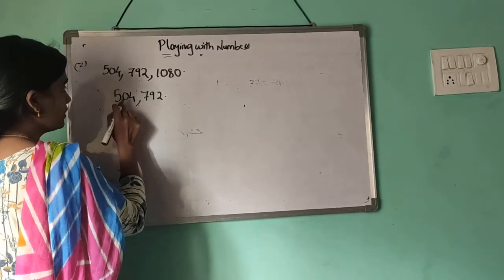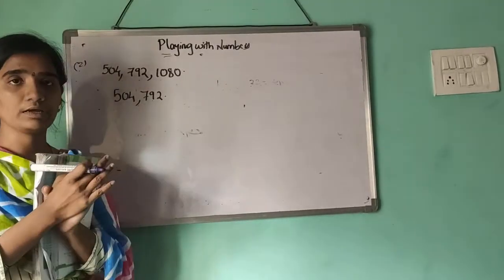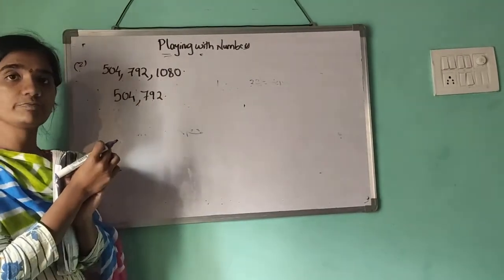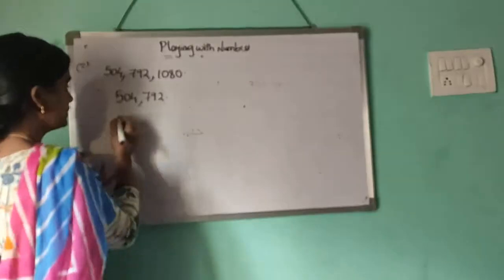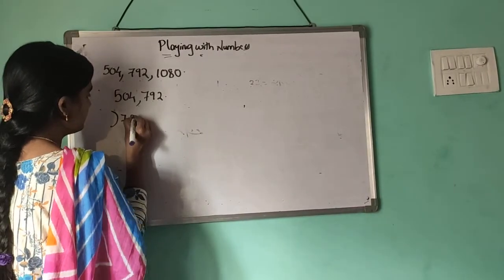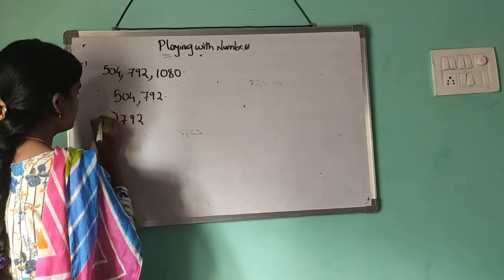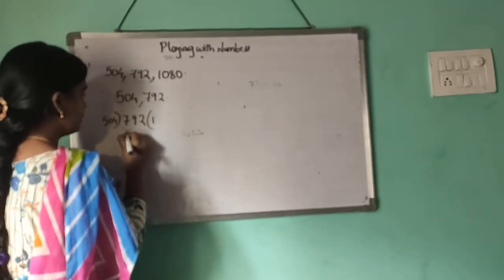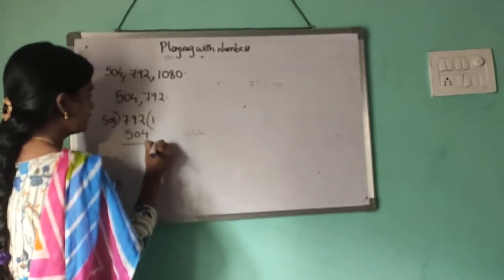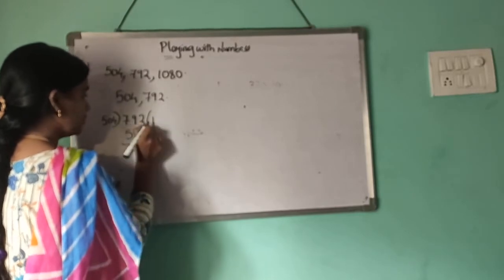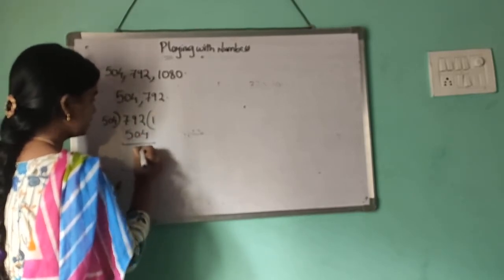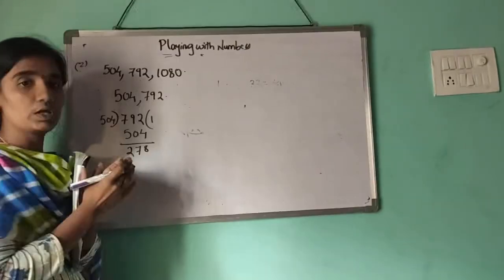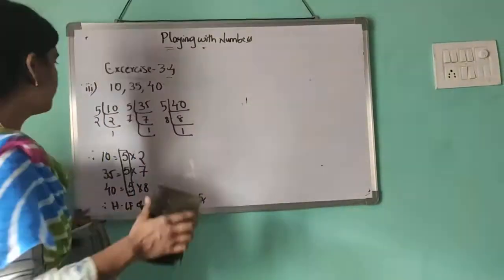Comparing these two numbers, the highest number is divisible by the smallest number. First, this highest number is divisible by the smallest number. That means 504. Here 1 is there, 8 7, 8 7 minus 5 2.